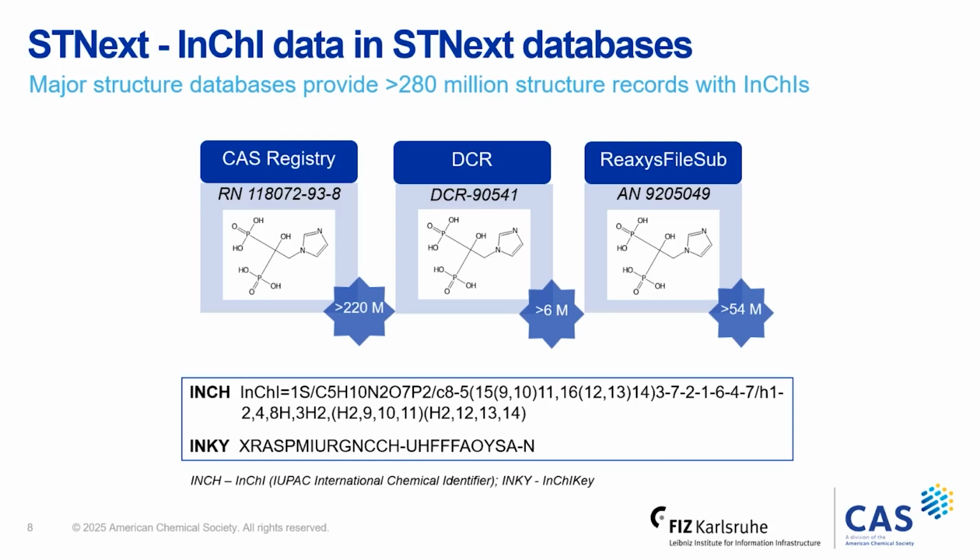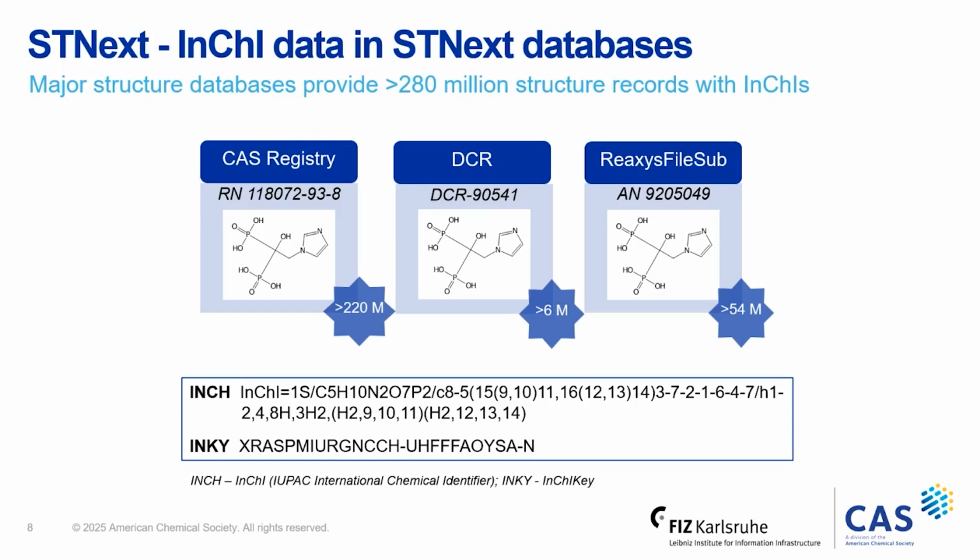In Registry, there are over 220 million substance records that do have corresponding InChI strings and InChI keys. With DCR, there are over 6 million substance records with that information as well. And for ReaxysFileSub, there are over 54 million records with that InChI information. You can see the one substance here and the 3 different identifiers given by each database producer, right? You've got a CAS registry number, then you've got a unique DCR number for the Derwent indexing system, and yet another unique identifier in the Elsevier accession number that you have in ReaxysFileSub. These are all the same substance, but they don't have anything in common in terms of the name here. 3 different indexing systems, 3 different numberings for this one substance.